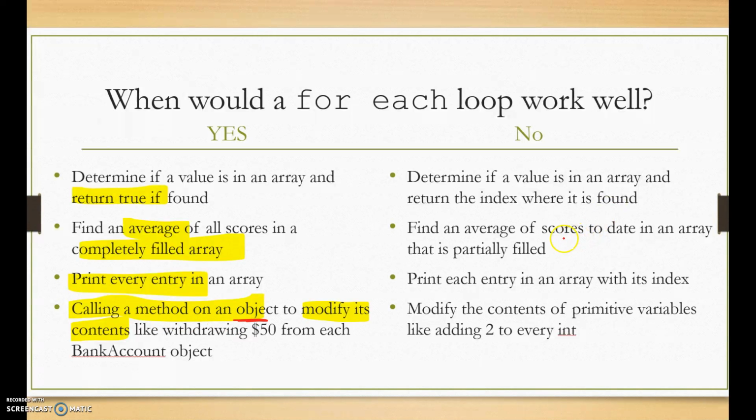However, if I was trying to see where a value is found and return the index, that wouldn't work. If I wanted to find the average of scores of a partially filled array, that wouldn't work. If I needed to print the index, that wouldn't work. And if I wanted to add contents to a primitive, that wouldn't work.